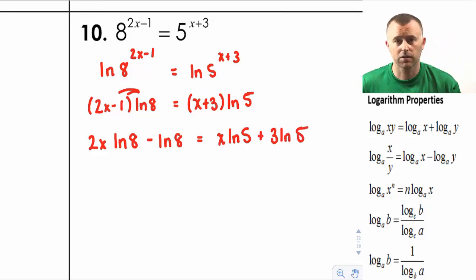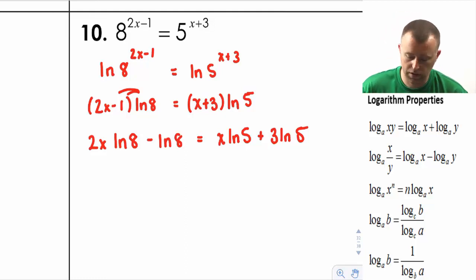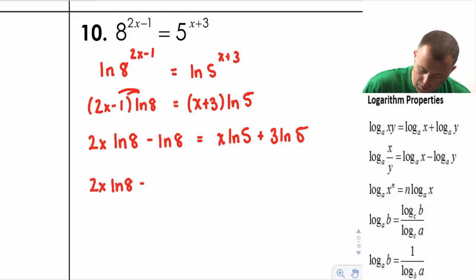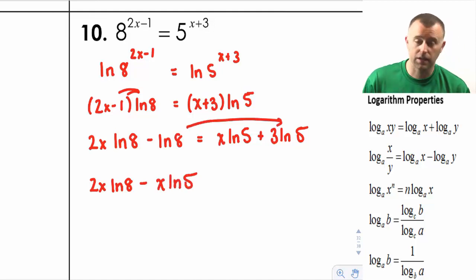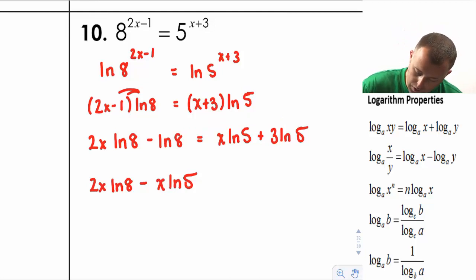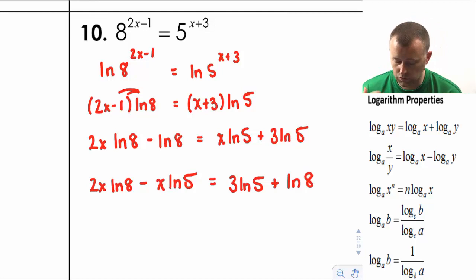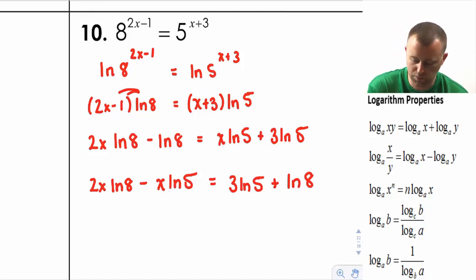So now I can get my x's on one side, I can get my constants on the other. So I'm going to move my x's to one side of the equation. So that's going to be 2x natural log of 8 minus x natural log of 5. I'm going to take the natural log of 8 and add that to the other side of the equation. So that's going to equal 3 natural log of 5 plus the natural log of 8. Now I'm on my left-hand side again. I'm going to look at those two terms. I see there's a GCF. That GCF is going to be x. That's really our main goal, is to get that x by itself.